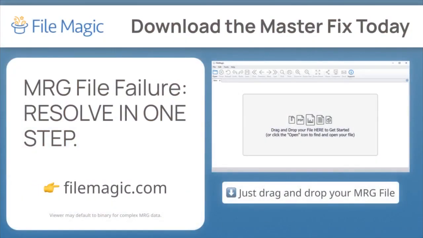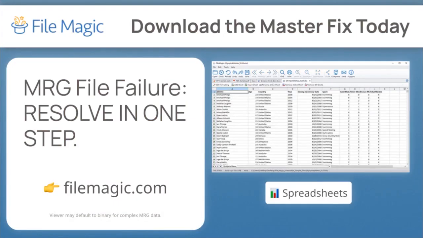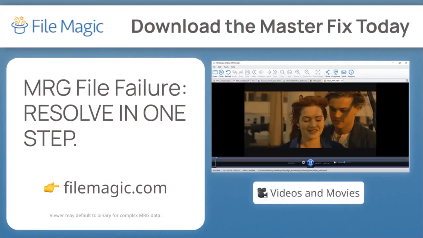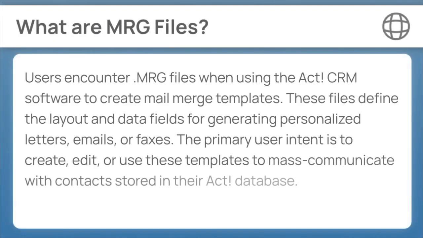Preventative action: I strongly suggest keeping a universal file reader on standby. It often gives you access to the contents, even when the MRG format fails. More on this later. Users encounter .mrg files when using the Act CRM software to create mail merge templates.